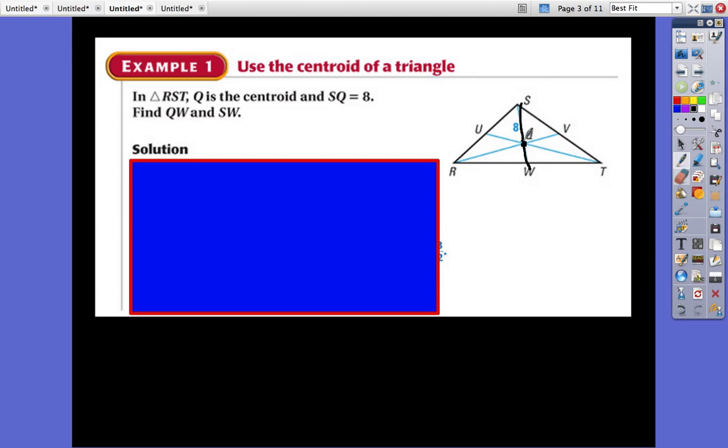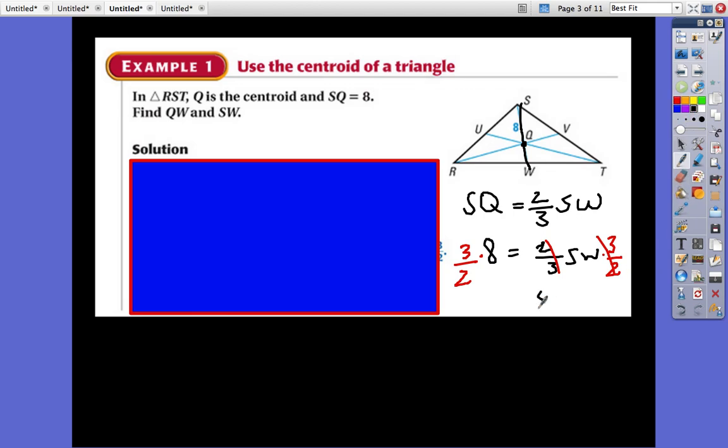Well, that longer part is always 2/3 the length of the whole thing. So SQ is 2/3 of SW. We know what SQ is. It's 8. We want to find SW. Now, SW is the missing length. The way you get rid of a fraction is by multiplying both sides by the reciprocal. So we're going to multiply both sides by 3/2. That's the only way we'll get rid of this fraction.